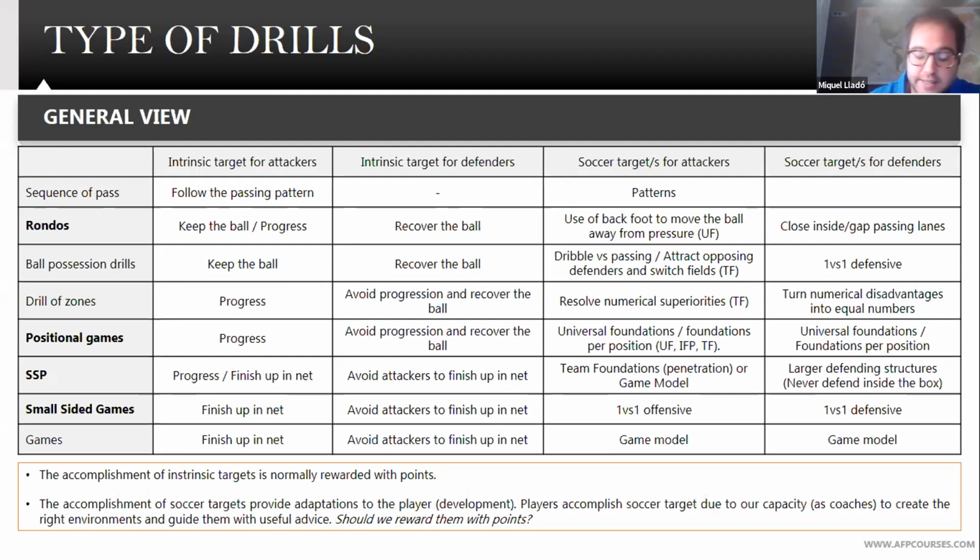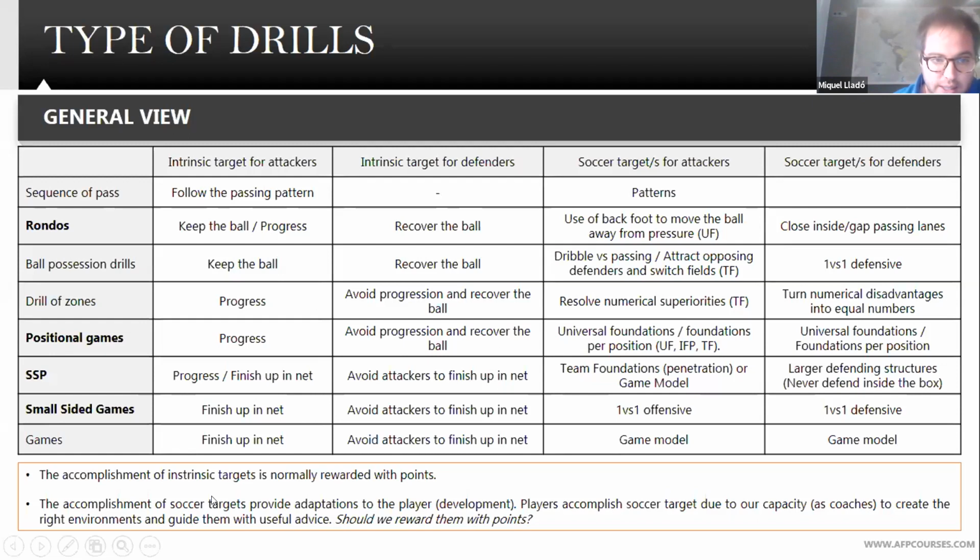And finally, small-sided games, again, they refer back mostly to individual foundations. But the biggest difference between those and rondos is that obviously you have goalposts, obviously you have to finish up in net, and it's time to maybe be a little bit less restrictive about the rules that you put on the drill and let the player use all the information and all the knowledge that he has to foster his creativity.